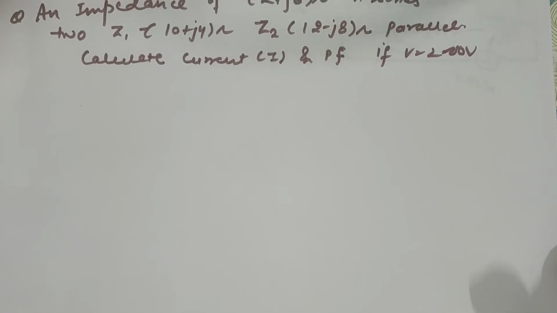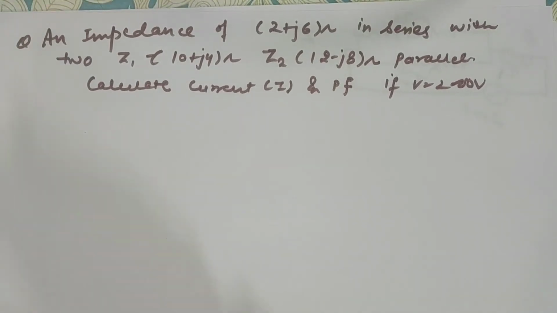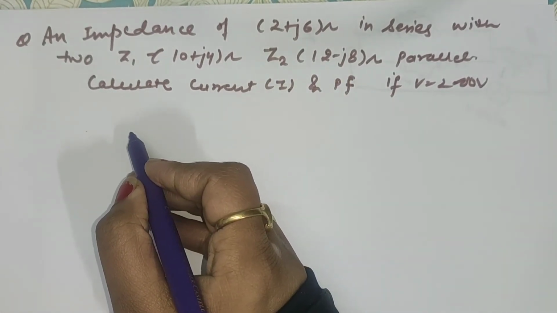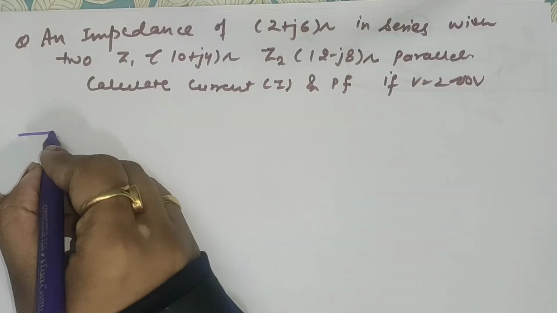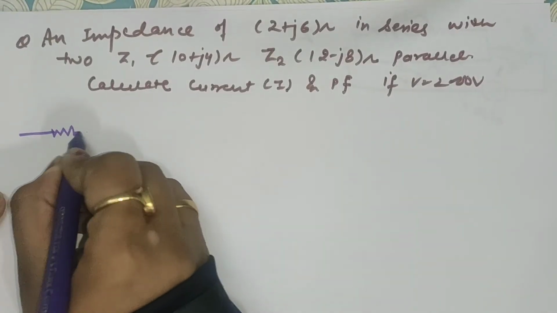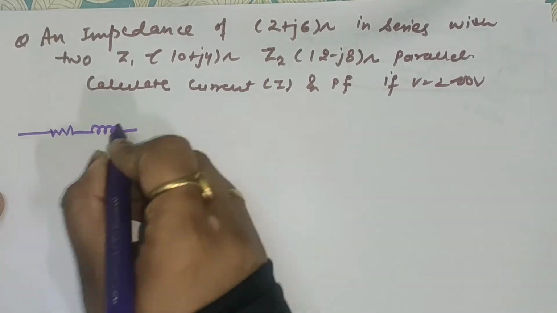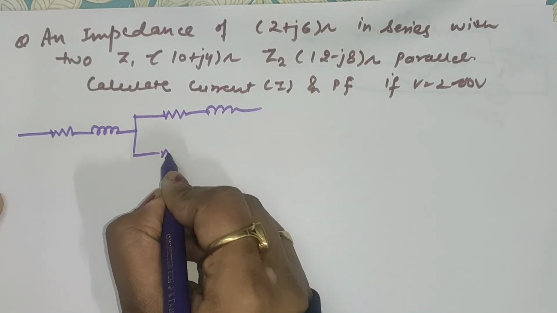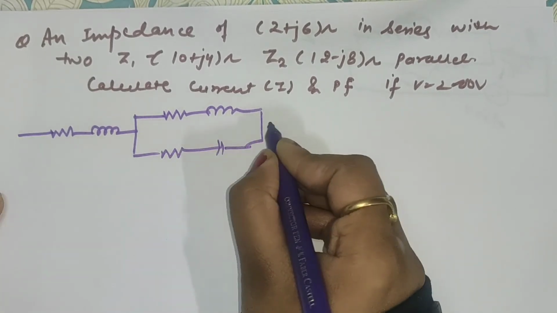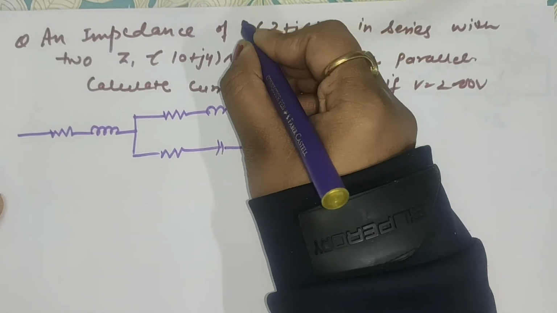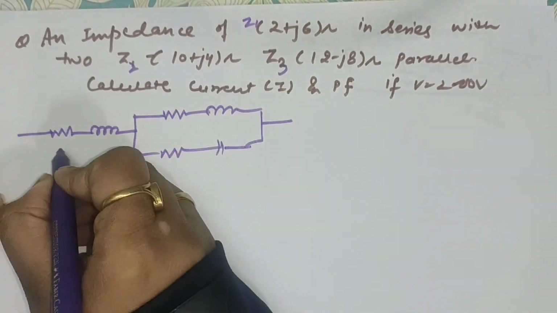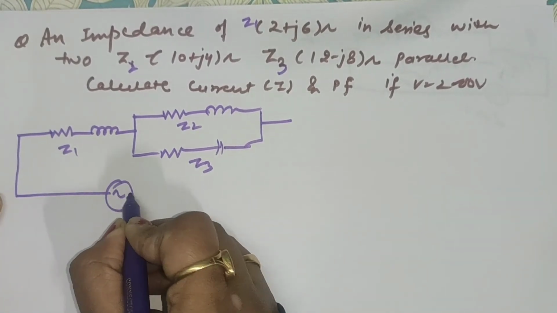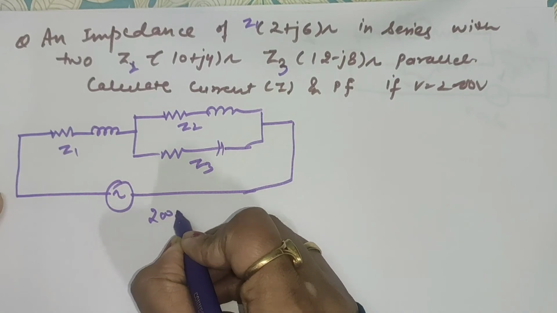An impedance of 2 plus j6 ohm is in series with Z1 and Z2 in parallel. Calculate the I and power factor. Okay, first of all, we will make a circuit diagram for this. So one impedance, 2 plus jXL, so it will be resistance and inductance, and two impedances in parallel combination like this. This is your Z1, this is your Z2 and this is your Z3. So Z1, Z2 and Z3 calculation, and V is here, that is 200 volt.